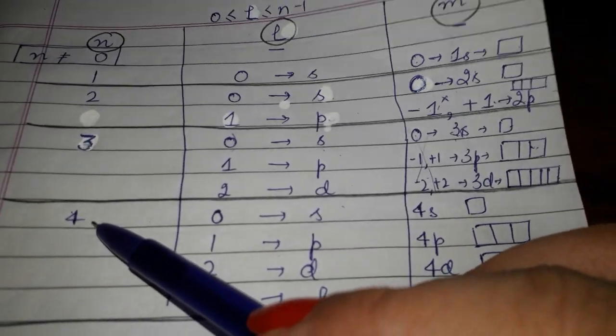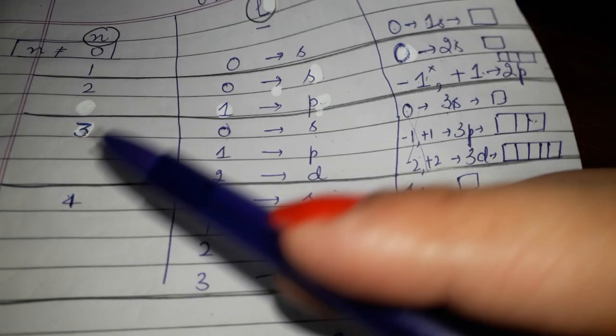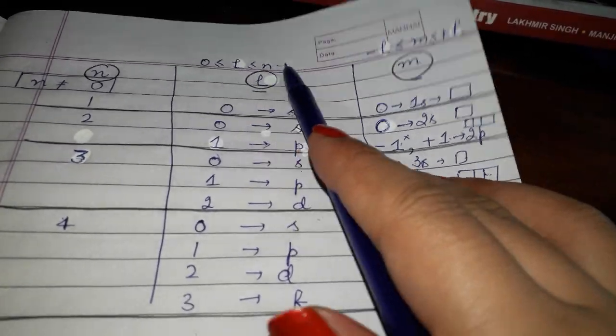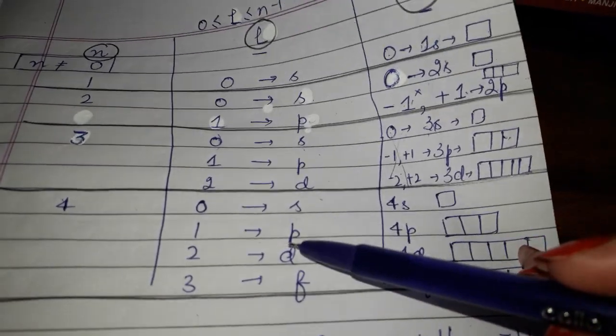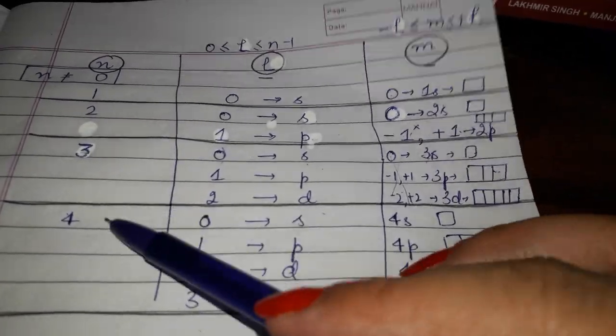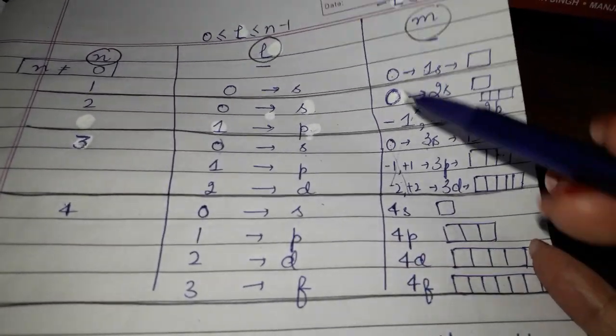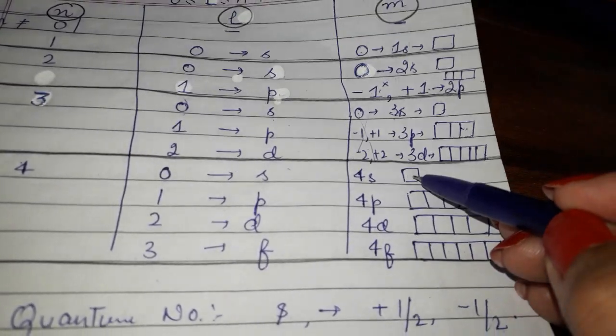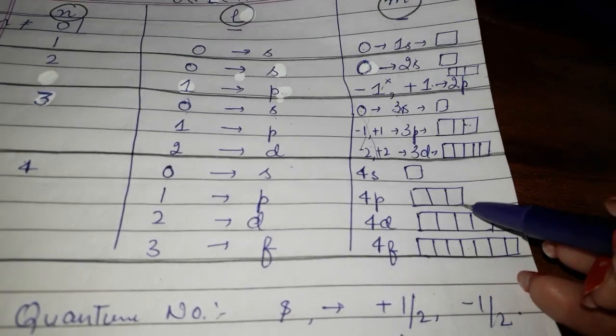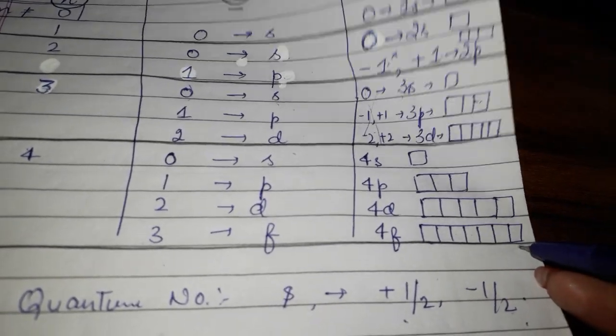Now, the next value of n is 4. Correspondingly, the values of l will be 0 to 4 minus 1, 3. That is 0, 1, 2, 3. s, p, d, f. It will be 4s, 4p, 4d, 4f. For s, the number of orbitals is 1, so 1 is drawn here. For p, 3, d, 5 and f, 7.